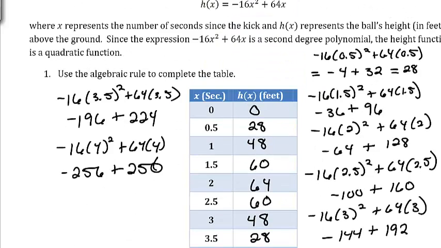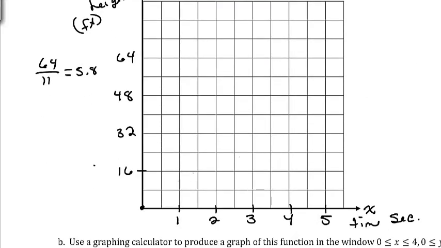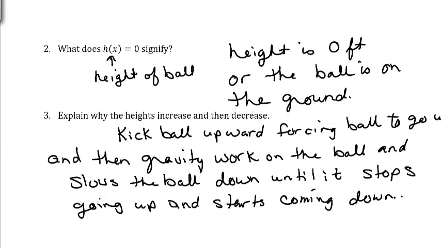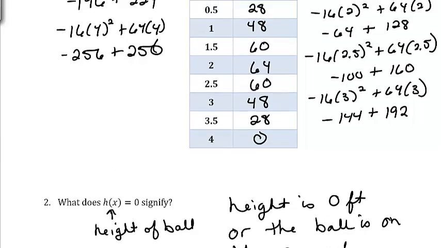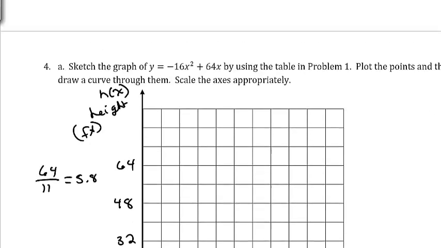So our first point was the point (0, 0). And then we had the point (0.5, 28). So 0.5, and these are all worth 8. So this would be 24, and half of that is going to be 4 more, so half of that is going to be 28. So that works out pretty nice.